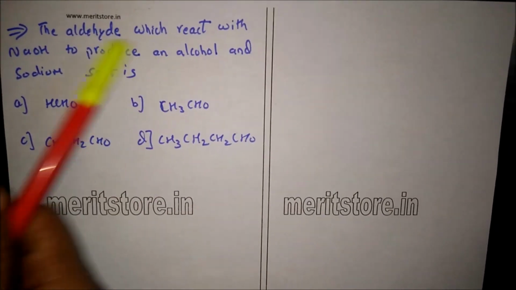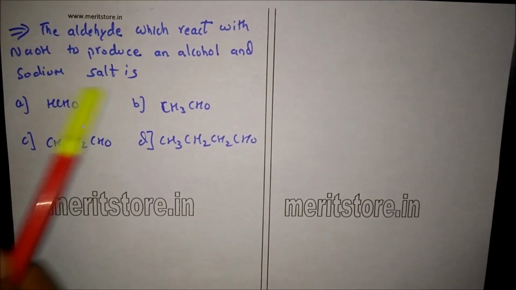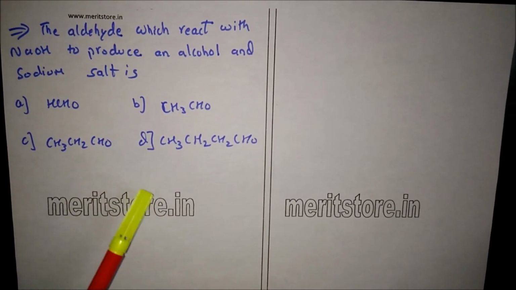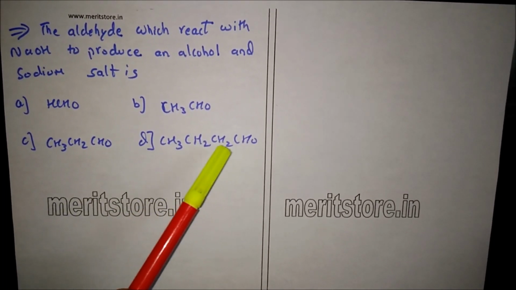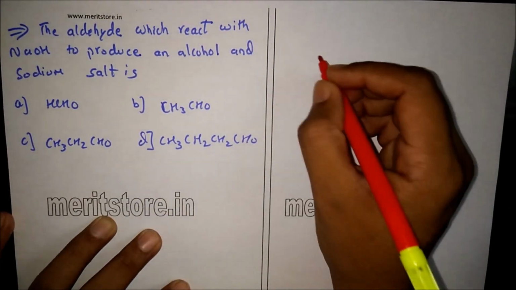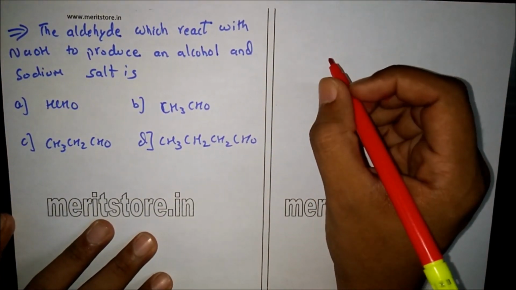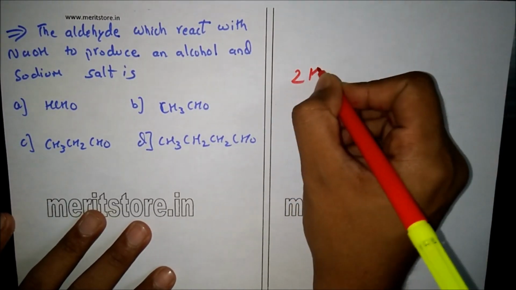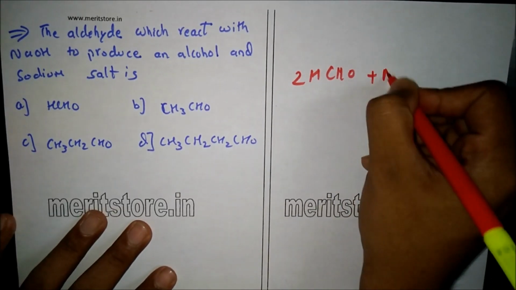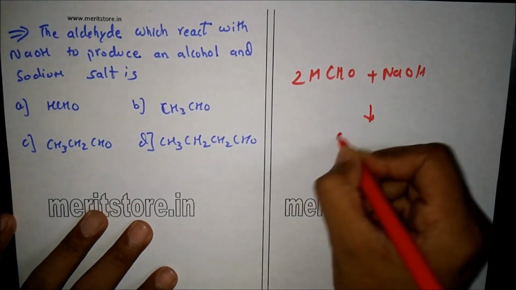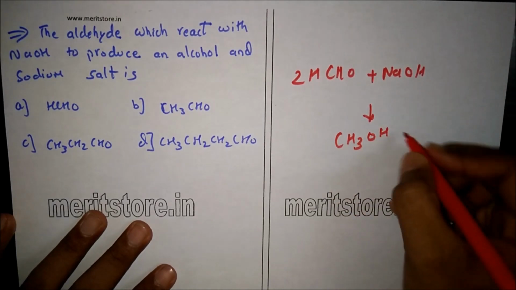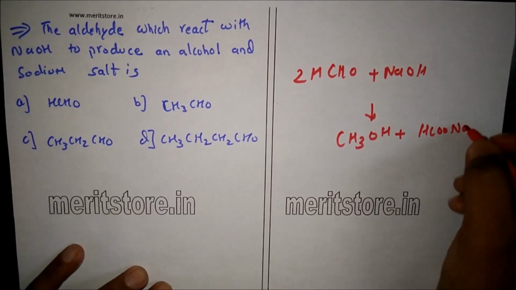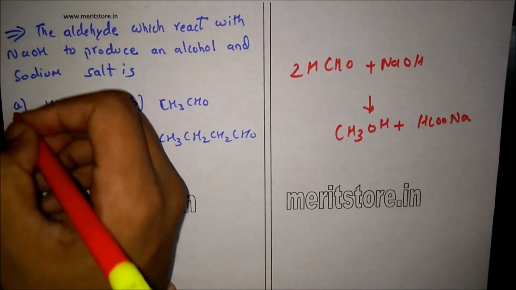The aldehyde which reacts with NaOH to produce an alcohol and sodium salt is HCHO, which is formaldehyde, CH3CHO, CH3CH2CHO, or CH3CH2CH2CHO. Now here the correct answer is formaldehyde. Formaldehyde and NaOH react to produce an alcohol and the sodium salt of an acid. The formula is 2HCHO plus NaOH on reaction gives CH3OH, which is an alcohol, plus HCOONa, which is sodium formate, a sodium salt. Therefore here the correct answer is option A.